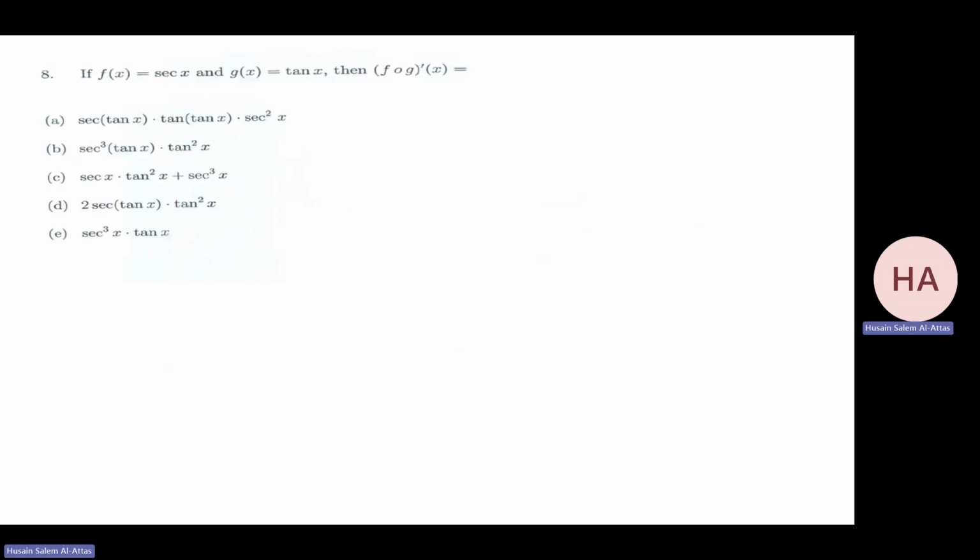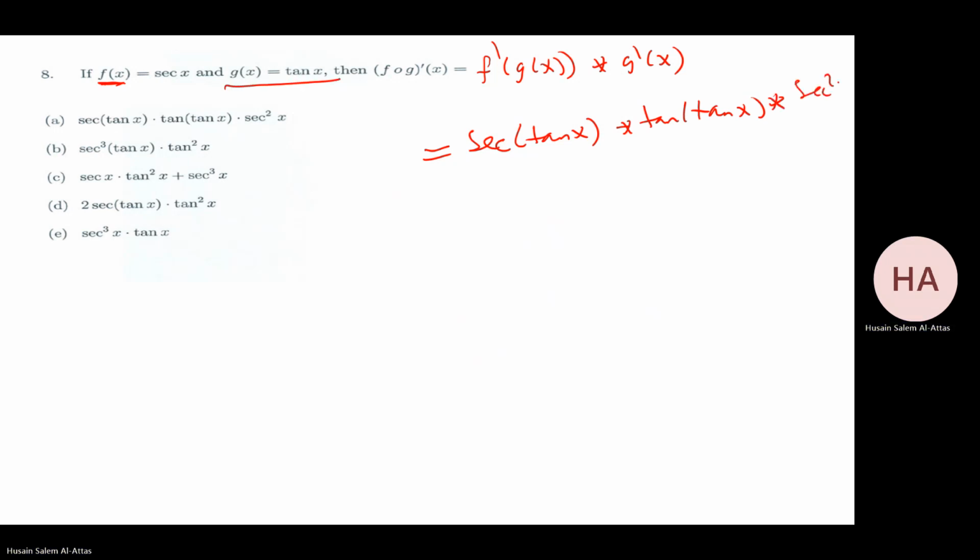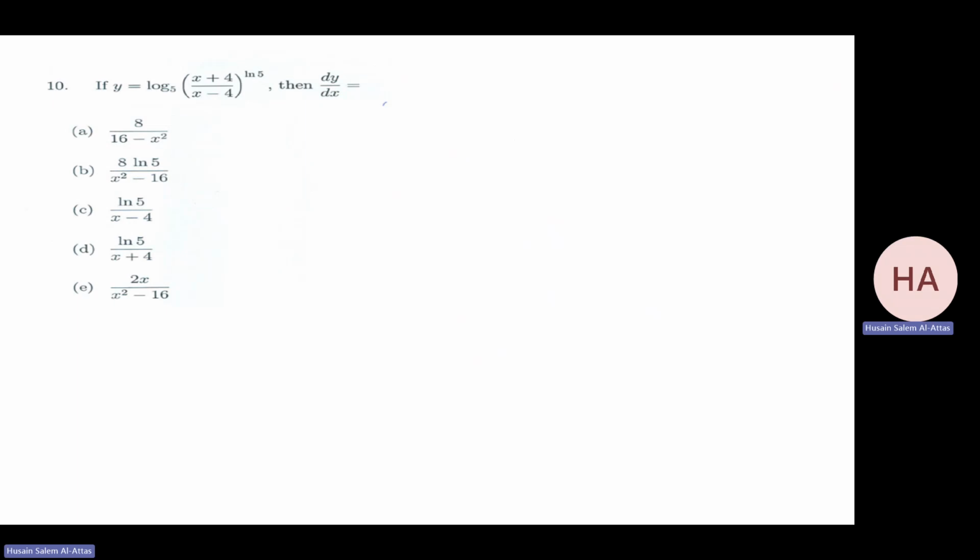If f equals secant and g is tan, you want f circle g. That will be f prime at g of x, then g prime of x. Plug it in, what will you get? F prime at g of x. What's the derivative of this? It will be secant tan, times tan of tan x, times derivative of g, which is secant square x. So that will be the answer.